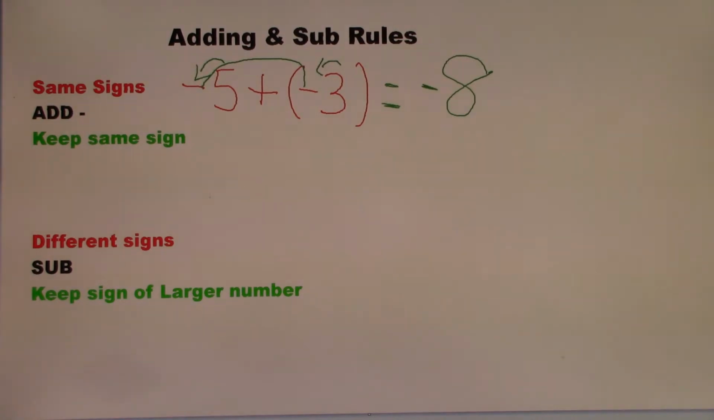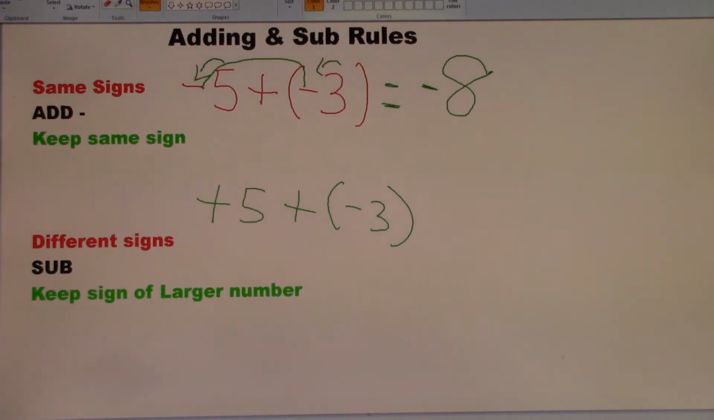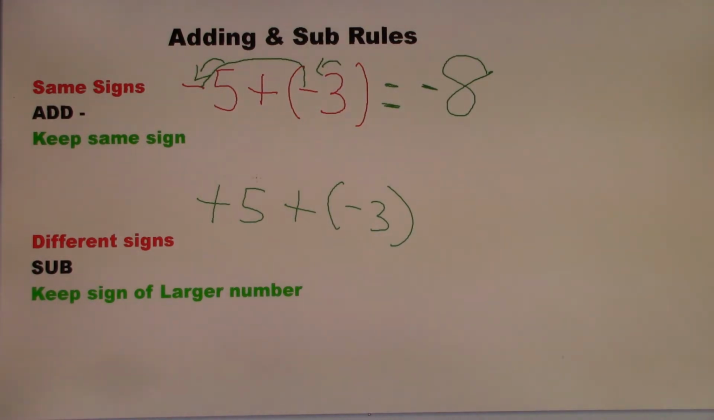Okay, what if we dealt with those same numbers, but we're going to switch them up? Let's say this is a positive 5 plus a negative 3. Once again, we look at the problem here. Look to the left of the 5, and what do we see? It's positive, right? So that means this is a positive 5. Look to the left of the 3. What do we see? We see a negative, so we know that's a negative 3. Therefore, these two signs are different. One's negative, one positive.